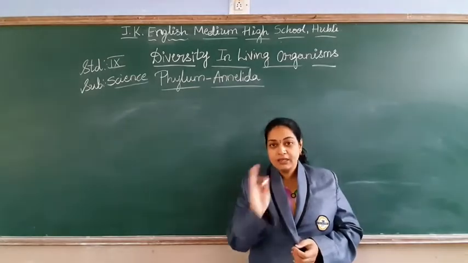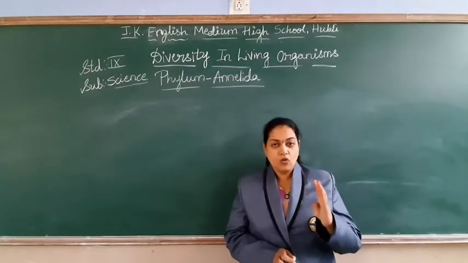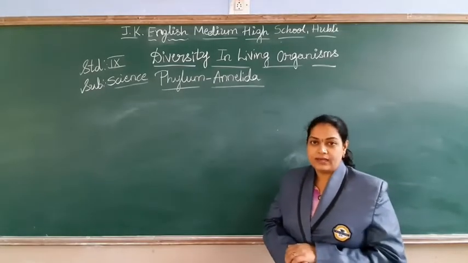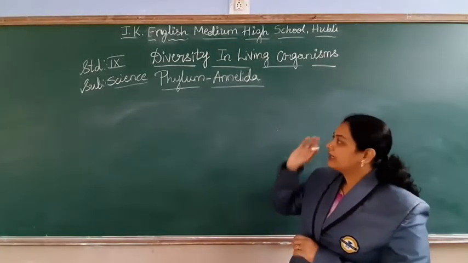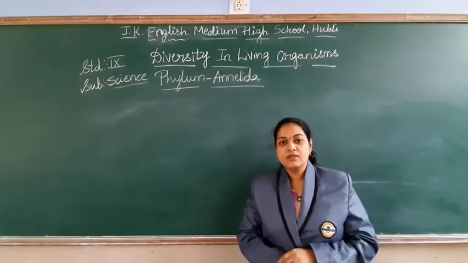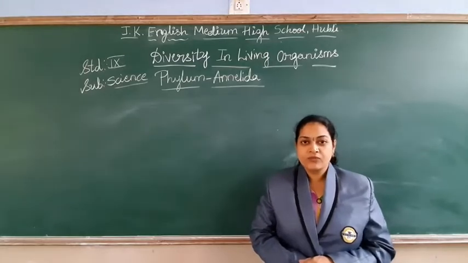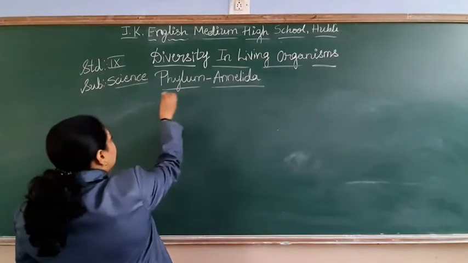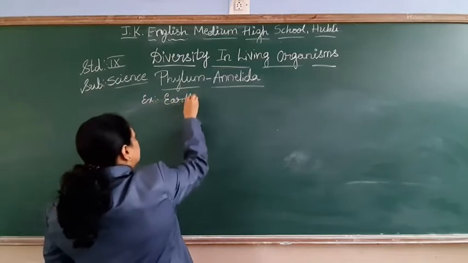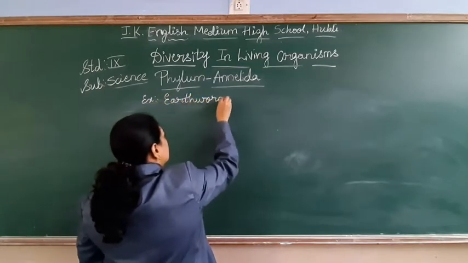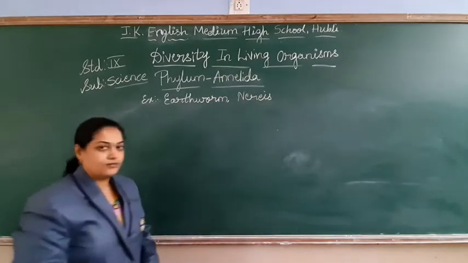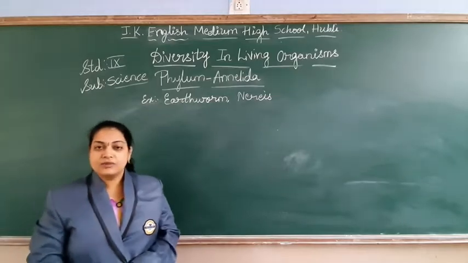Now how many are remaining in invertebrates, students? Another 4 are remaining. Right? Okay. Let us switch to the 5th phylum, that is phylum Annelida. Let me start the general features of phylum Annelida with the examples today. Examples of the phylum Annelida are earthworm, Nereis, etc.